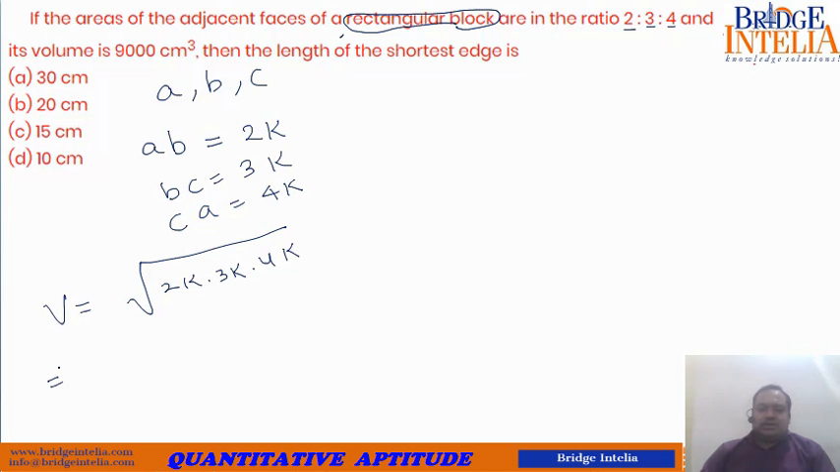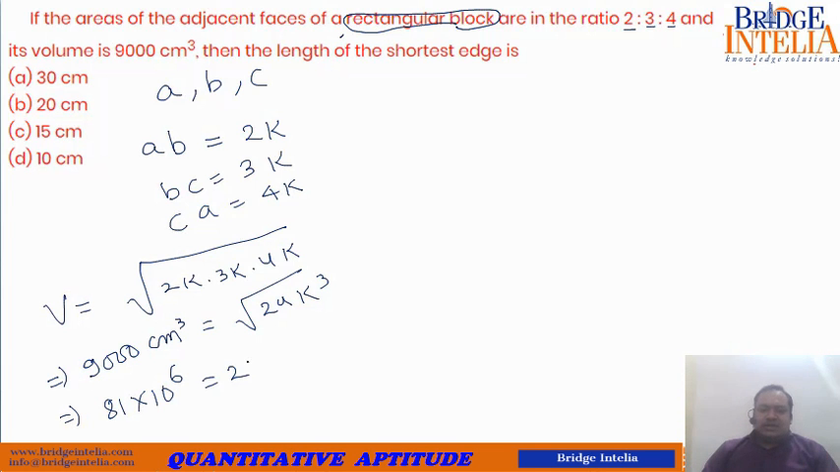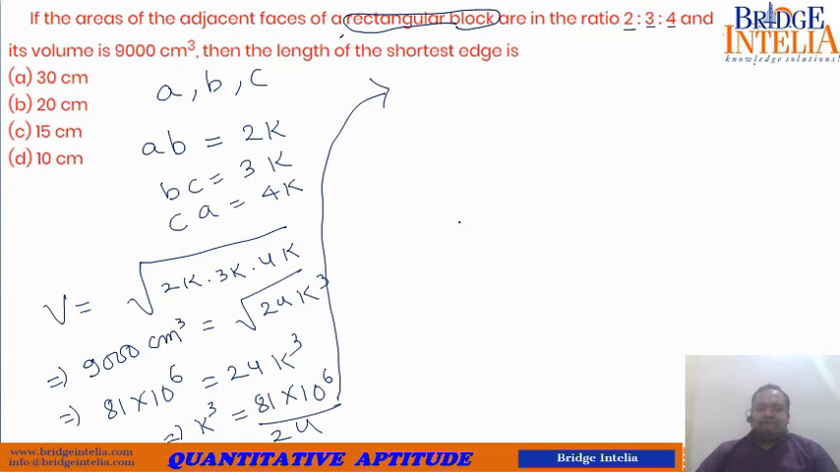So from here you can see that 9000 cubic centimeter is equal to the square root of 24K cube. So if you square this, 81 into 10 to the power 6 is 24K cube, squaring both sides. So 9 square is 81, 10 cube becomes 10 to the power 6. So from here K cube is equal to 81 into 10 to the power 6 by 24. So let's take the next step here. So 81 by 24 is what? 27 by 8 into 10 to the power 6 is K cube.